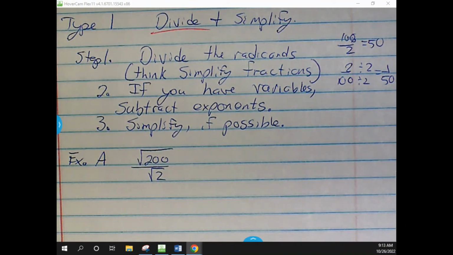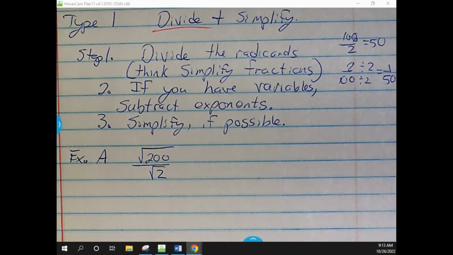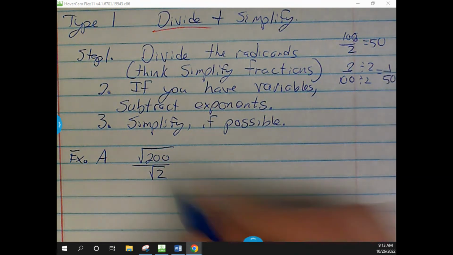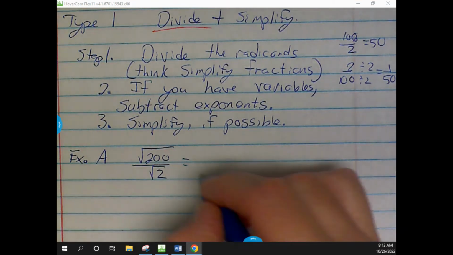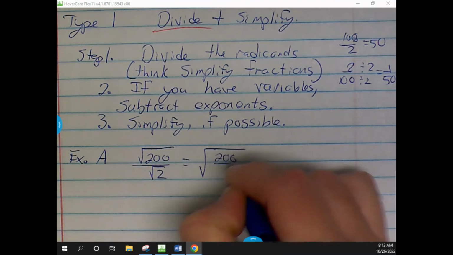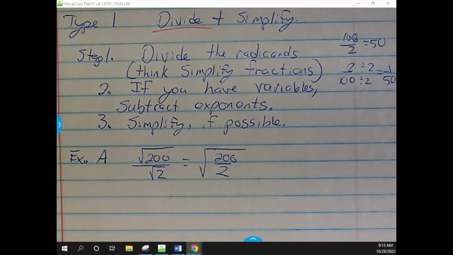Okay, so here we go. Square root of 200 divided by square root of 2. All right, so again, this is kind of more like this one back here. Honestly, the way they do a lot of these problems is if they give it to you as two separate radicands, go ahead and think about those two radicands together. That you've got 200 divided by 2.